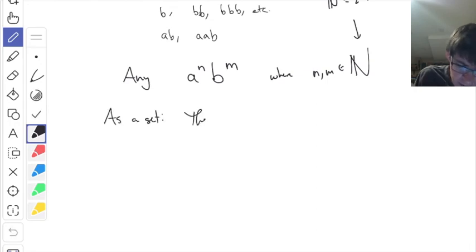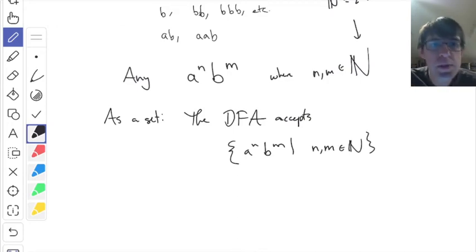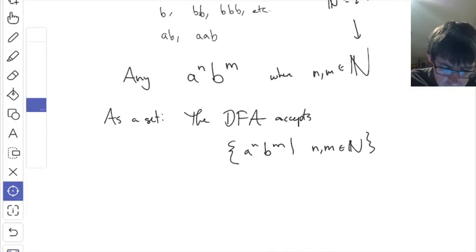The DFA accepts this set, A to the N, B to the M, such that N and M are in the natural numbers, right? This style of writing is what the book calls set former notation, and I hope that you're comfortable writing sets like this. So the bar in the middle, a set is always written with these curly braces, and the bar in the middle you read as meaning something like "such that."